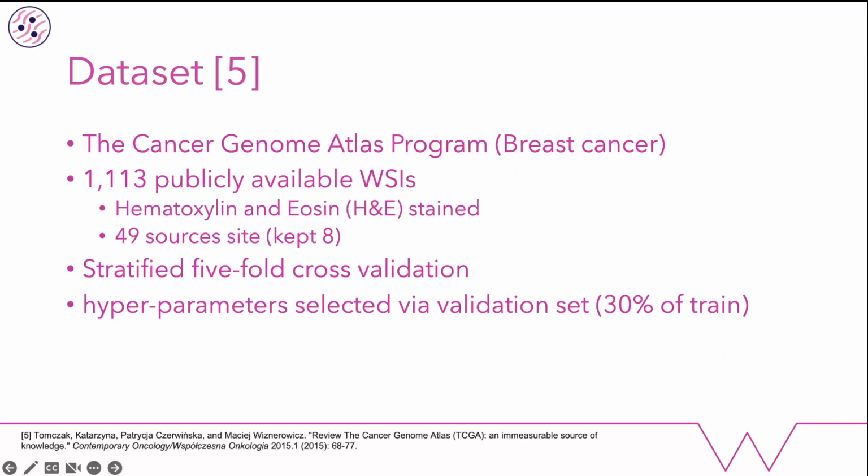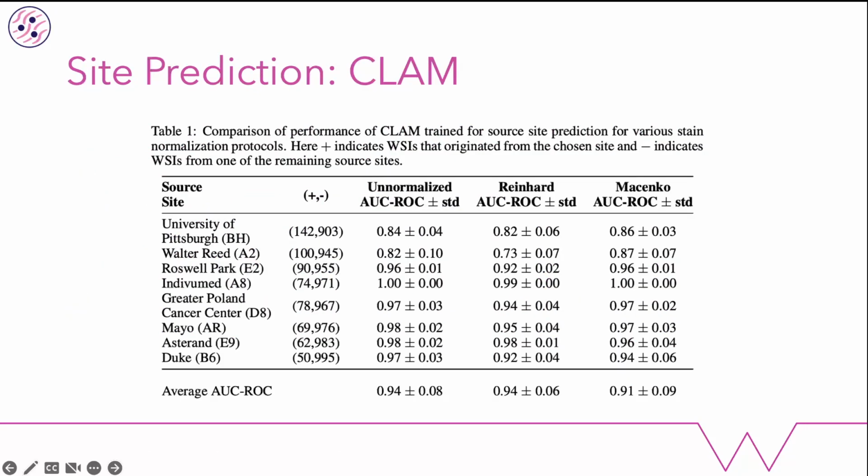For our dataset, we used 1,113 publicly available breast cancer whole slide images from the Cancer Genome Atlas program. These originated from 49 different source sites. However, we only predicted the source sites which had 50 or more images each, leaving us only 8 sites. To train and test our model, we used 5-fold stratified cross-validation, where 30% of the training data was reserved as a validation set for hyperparameter selection.